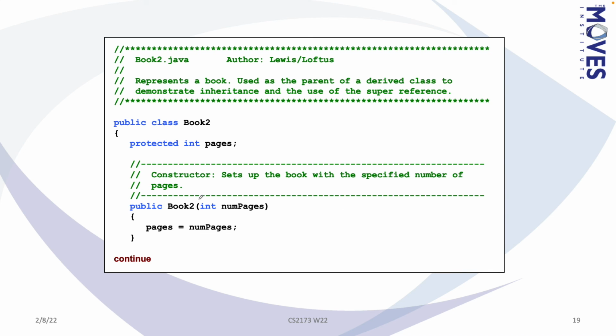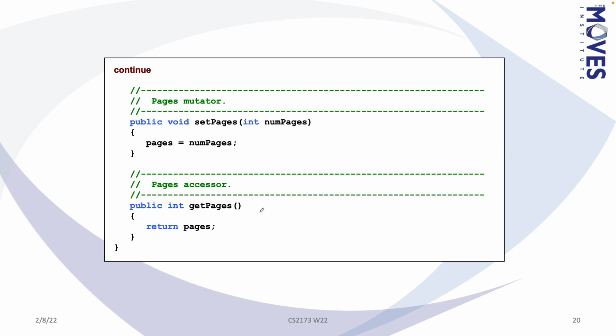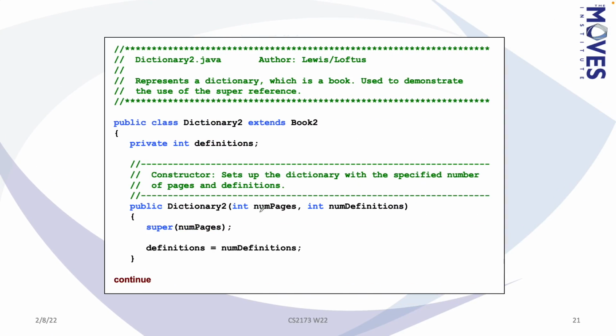So here's our Book 2, and it has a constructor that says, instead of fixing the number of pages, you have to tell me how many pages there are. Now, what would be a little better is if they checked to see whether the value that was passed is in fact a positive number. If I say, here's a book with minus 52 pages, then what the heck is that? But never mind. Okay, they have setter and getter. Okay, here's the subclass.